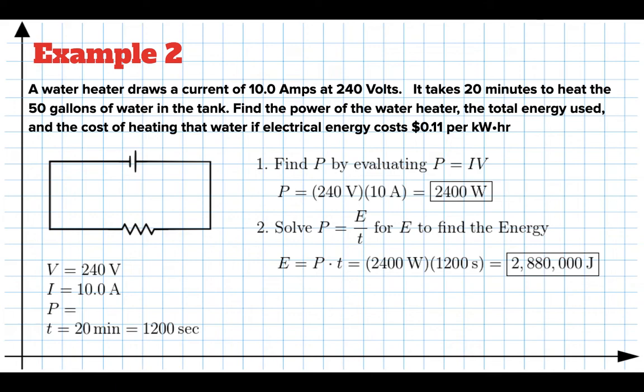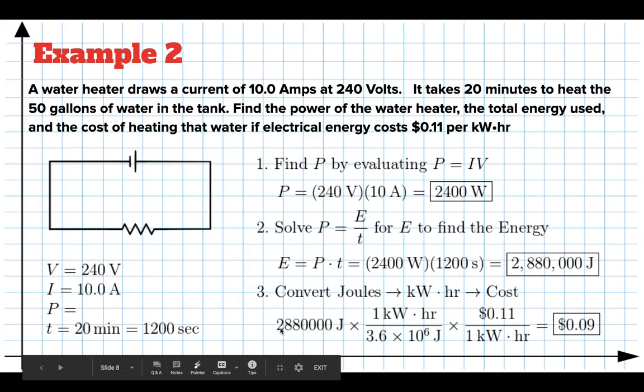Okay. All right. Lastly, we've got to figure out, what does that cost? So we used 2.88 million joules. And we know that each 3.6 million joules, because that's what a kilowatt hour is, each 3.6 million joules costs 11 cents. So we don't have quite 3.6 million joules, so it's going to be a little less than 11 cents. So we're just going to set this up as a conversion factor, okay? So we're going to start with our 2.88 million joules. 1 kilowatt hour is equal to 3.6 times 10 to the 6 joules, so that's a conversion factor.